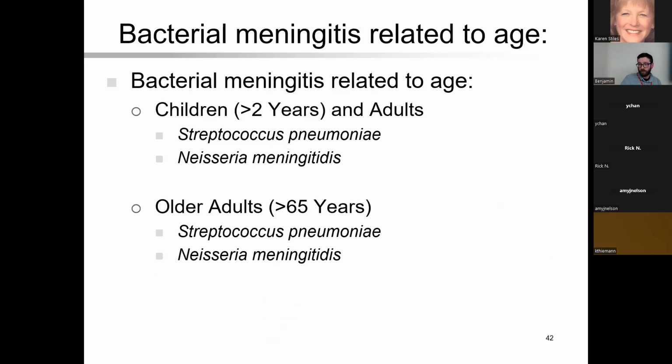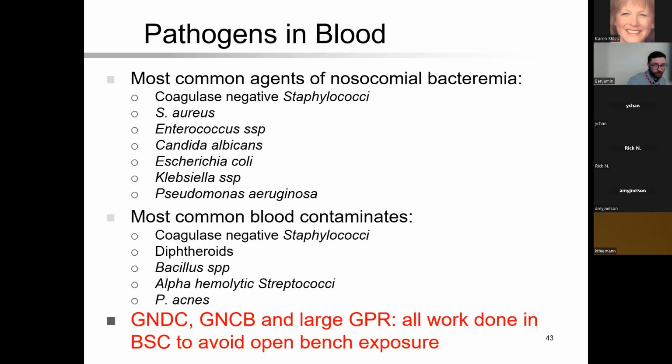Okay, so we're going to move on to blood cultures. With blood cultures, it's important to correlate the positive bottles with what you're seeing on the gram stain. You'll notice here the most common agents of nosocomial bacteria are the coag negative staph, but also the most common contaminants, coag negative staph. So that's why we're looking at one bottle positive versus two; it's the difference between a contaminant and a workup.